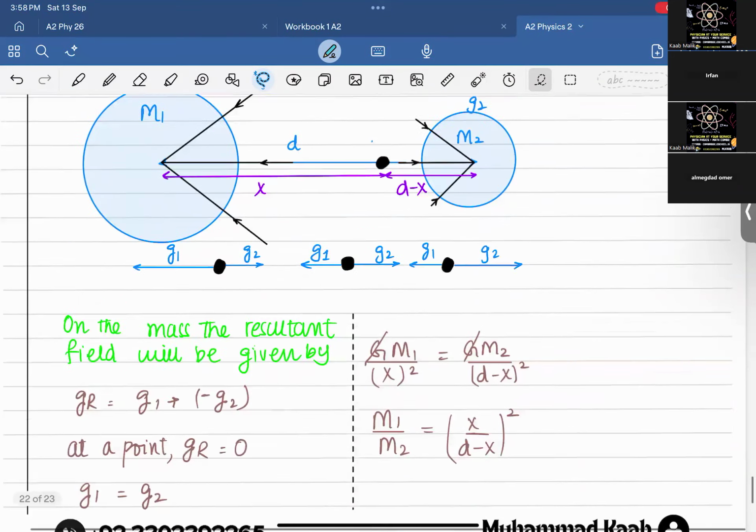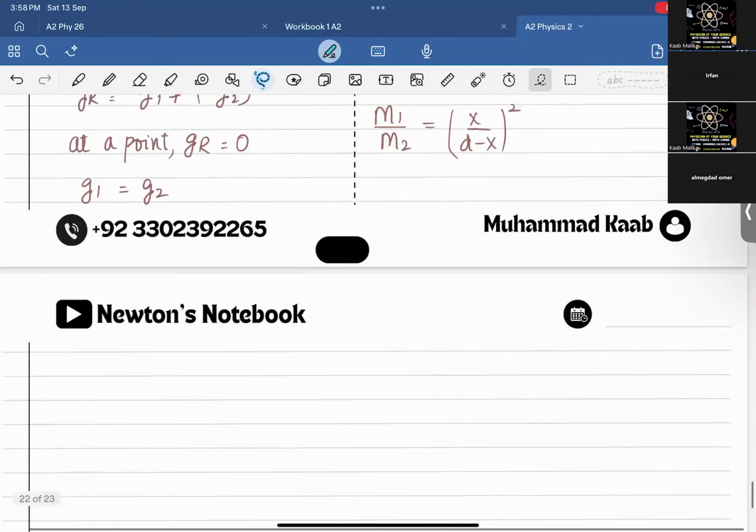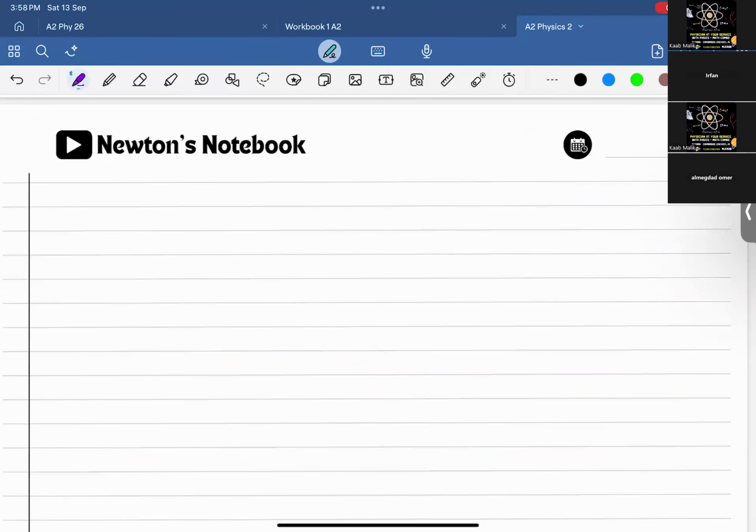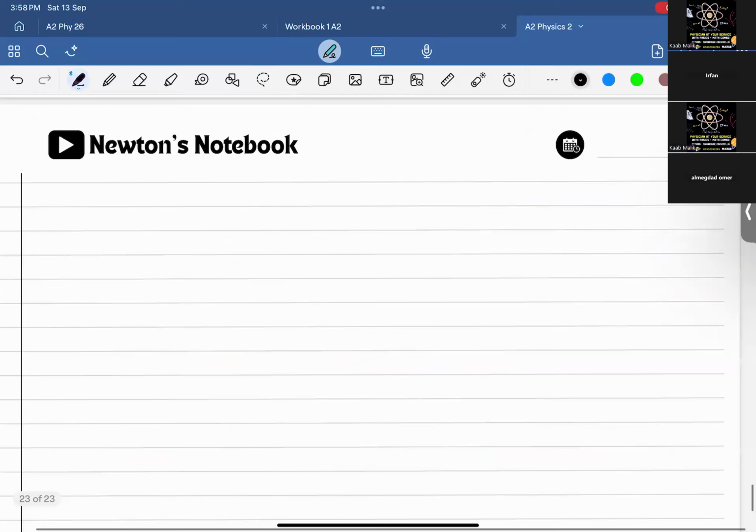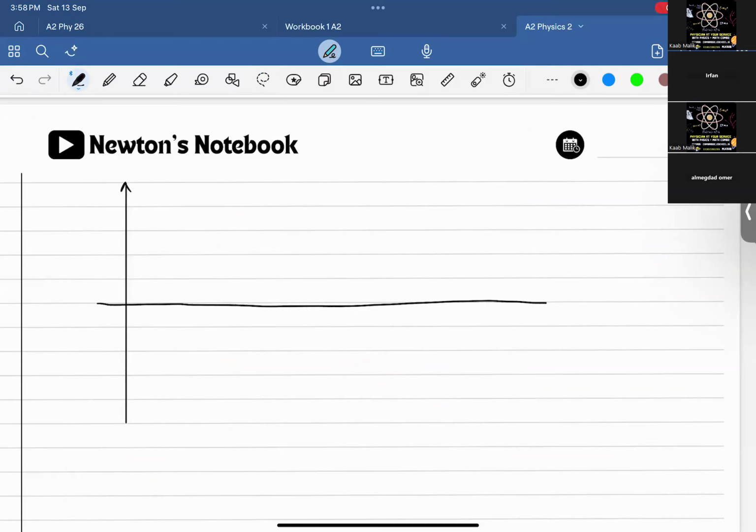Okay, so if we draw the graph for this, the graph would look like this. They mainly ask you to sketch the graph. So the resultant graph will look like this.